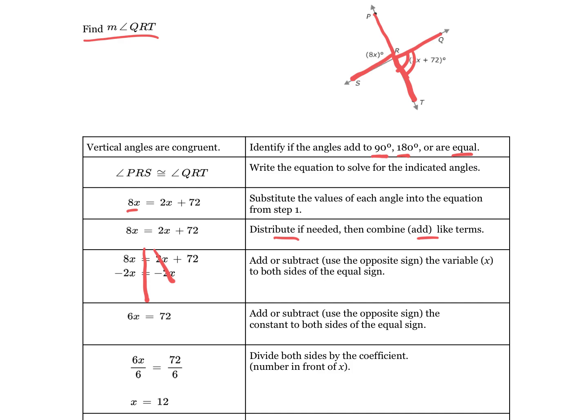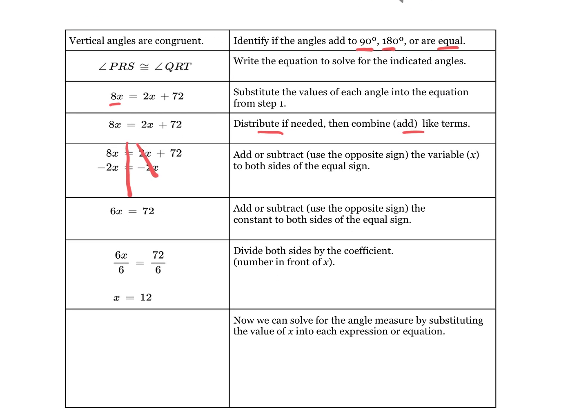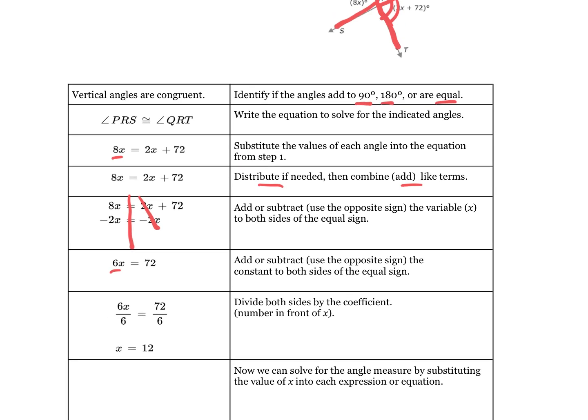And what I have left on the right is 72. And then our last step is always to divide. And we always divide by the number in front of x, that coefficient. So 72 divided by 6 is 12. So now we can solve for the angle by substituting in the value of x.